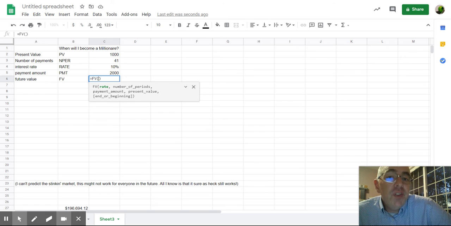FV stands for future value. There is also a present value function. If I have all the other things, I can use a present value. I can use a PMT function. I can do all these things. All right, so they're all cousins to each other.